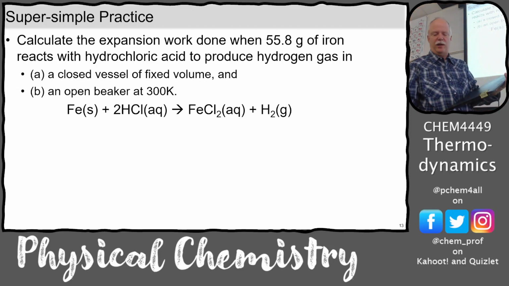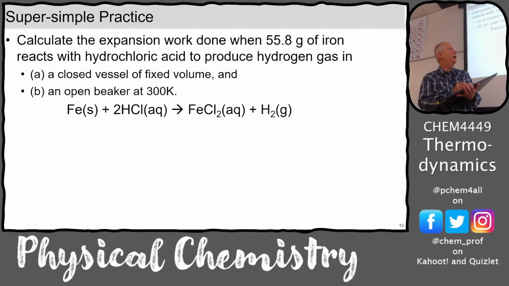An open beaker at 300 Kelvin. Oops. So let's go ahead and calculate that. If we have 55.8 grams of iron, conveniently, that's 1 mole of iron. Typically what I'd like to do is look to see 1 mole of iron. Is this balanced? Yeah, we got 1 mole there. We got 2 chlorides, and then the 2 hydrogens make hydrogen gas. And so that's a 1-to-1 ratio.